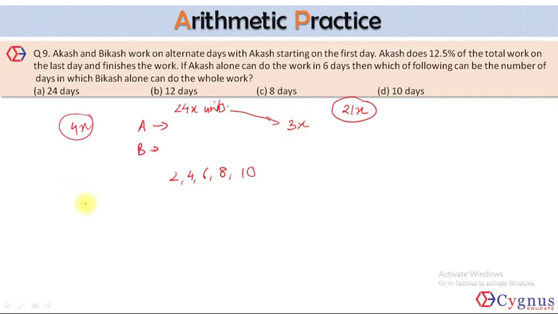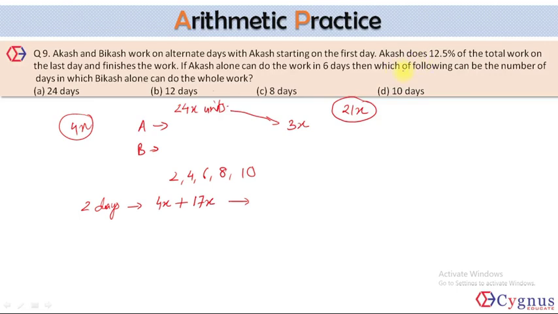So if we assume that the whole work was finished in 2 days, that means on the first day Akash will do 4x units and the total work left was 21x. So Bikash will do 17x units of work in 1 day. And what do you need to calculate? Total number of days in which Bikash alone can do the work.